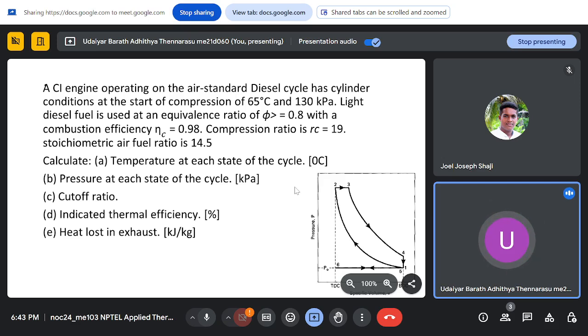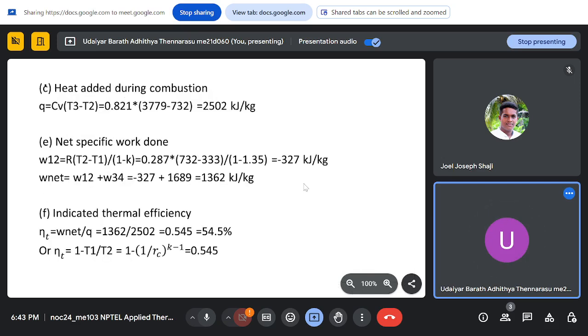Any doubts in this question? It's all simple. We have 4 processes. We used those 4 processes to estimate the thermodynamic work and the heat added, and to find out temperature and pressure at each of the state points. And also using this, we found out the efficiency. So there is no need to remember this formula. If you remember, it's well and good. It's easier to solve.